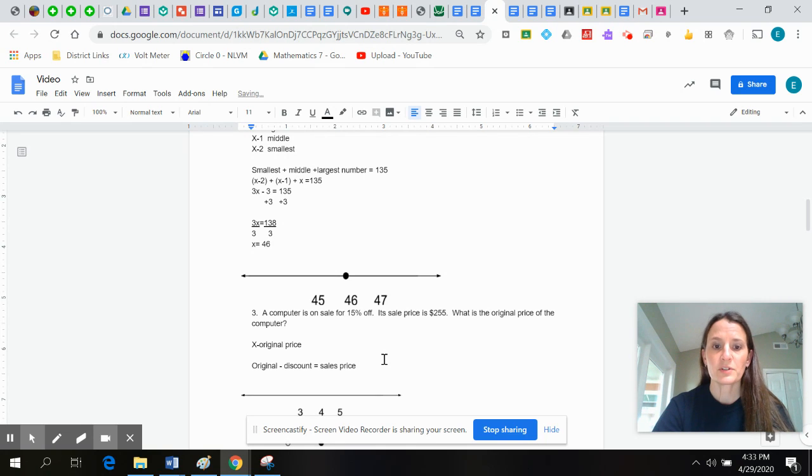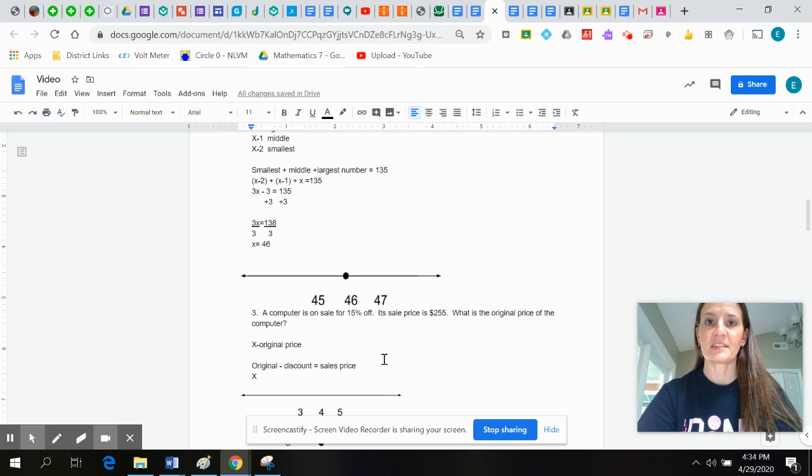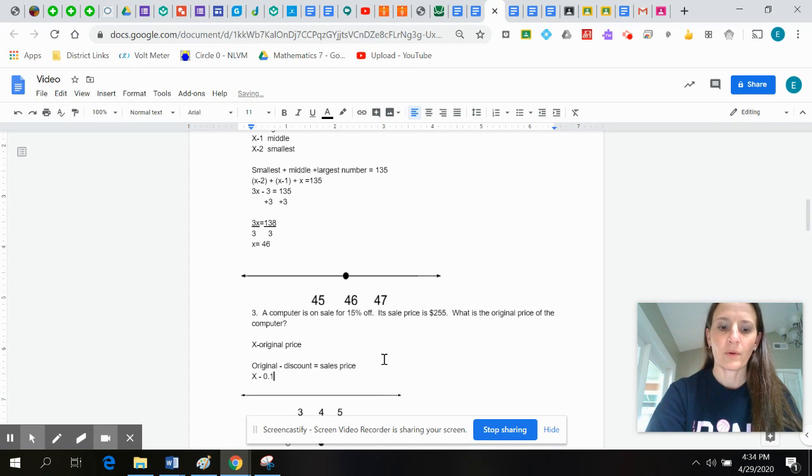All right, well, we know our original price is x. Our discount is 15%. So how do we represent taking 15% off algebraically? Well, 15% as a decimal is 0.15. And if I multiply my original price by 0.15, that gives me the discount because I'm taking 15% of the original price. So we would represent that as x minus 0.15x equals, and we know the sales price is $2.55.